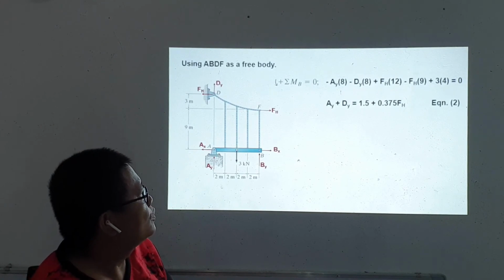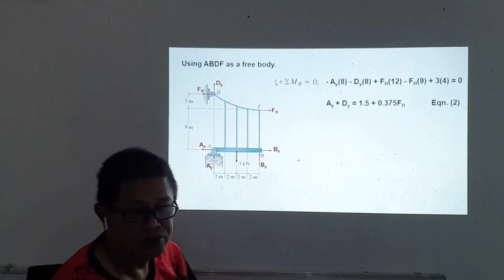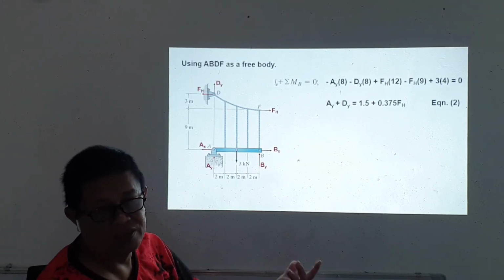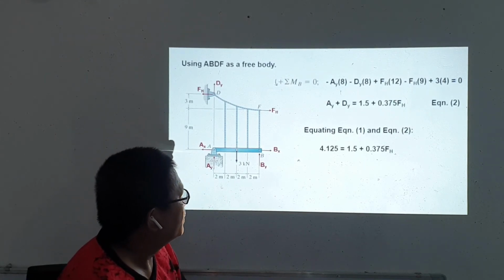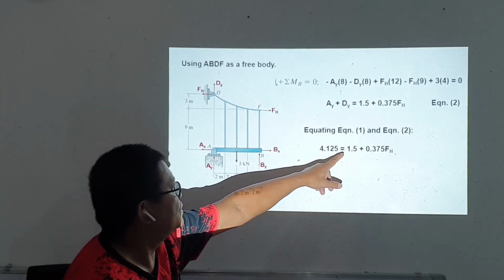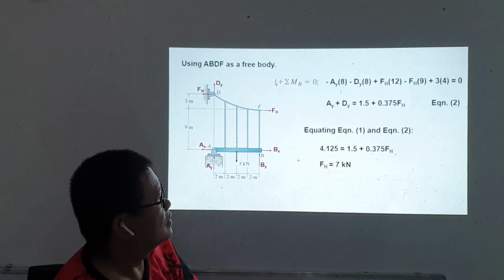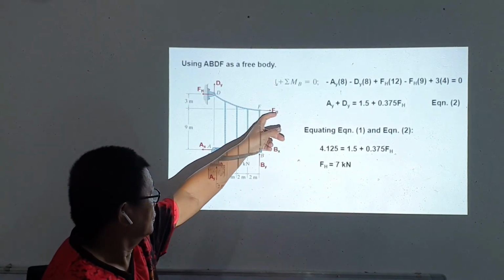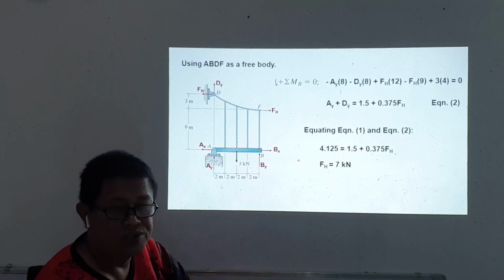In equation number 1, Ay plus Dy is also equivalent to a certain constant. So we just equate equation 1 and equation 2, from where we have 4.125 equal to 1.5 plus 0.375 Fh, and this gives us Fh equal to 7 kilonewtons. The horizontal force is equal at any point along the cable.